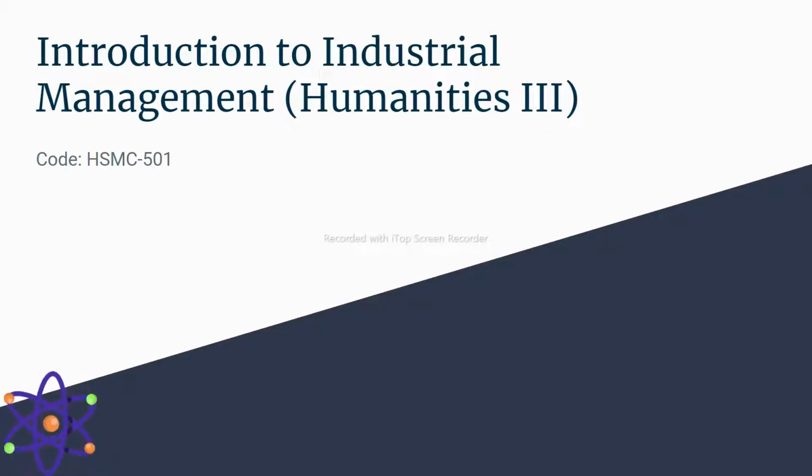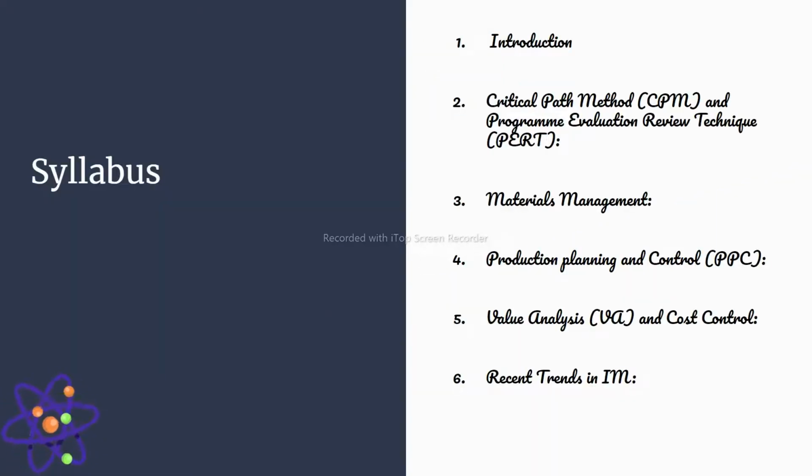So, it is the field that deals with the planning, organizing, directing, and controlling of resources, processes, and activities in an industrial or manufacturing setting. It encompasses various aspects of managing an organization's operations, including production, quality control, human resources, logistics, and more. So, the syllabus is all about introduction, critical path method, program evaluation and review technique, material management, production planning and control, value analysis and cost control, and recent trends in industrial management.